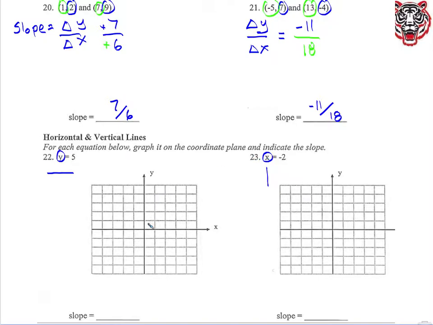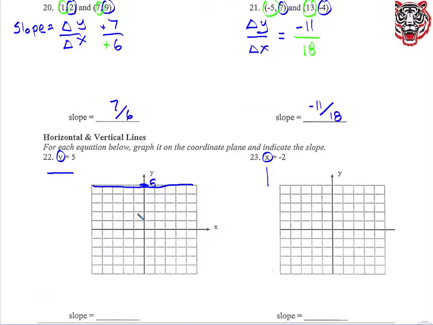So y equals 5. That means I go on the y-axis. I go up to 5. 1, 2, 3, 4, 5. So y equals 5. I went up 5 on the y-axis, and it wouldn't make sense to go up and down when I have a line at 5. It would make more sense to go left and right. So there's my line. And what is the slope of that line?